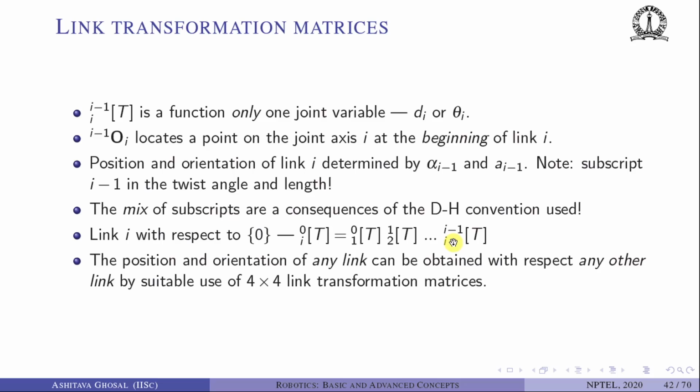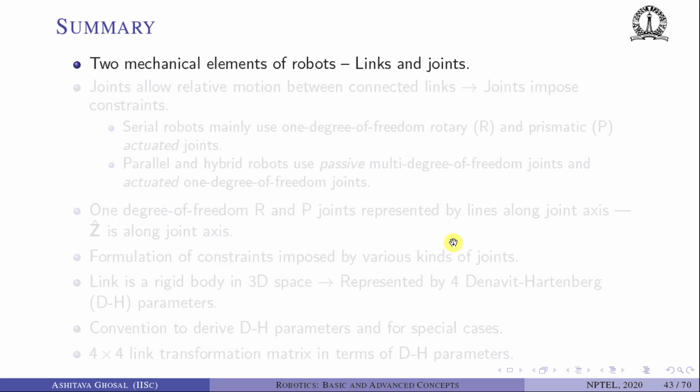We can also obtain the position and orientation of any link with respect to any other link. Okay, so if I want to find, let's say, fifth link, i equals 5, with respect to the second link, so 2-5T is nothing but 2-3T into 3-4T into 4-5T. So it is always possible to obtain position and orientation of any link with respect to any other link by just suitably multiplying relevant 4 by 4 transformation matrices.